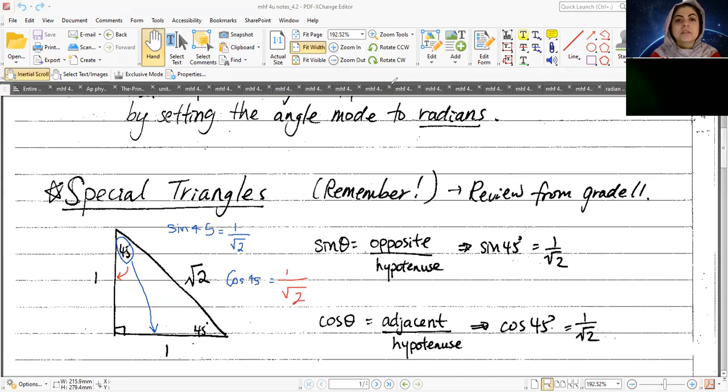We have tangents. I'm going to do the tangents for you as well. Let's say I want to do the tan of 45. The tan is opposite over adjacent. In this example, opposite is 1 for 45 degrees and adjacent is 1. So the tan of 45 is 1. Any question?